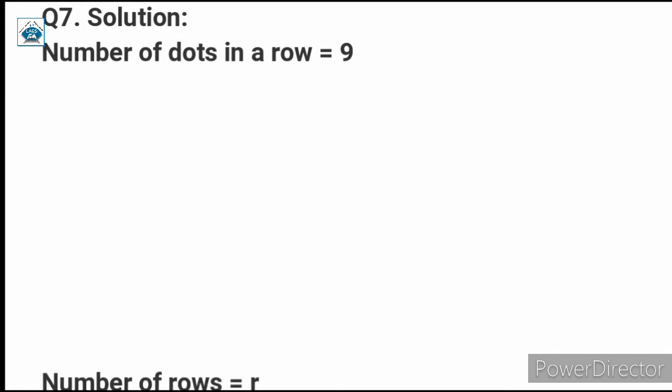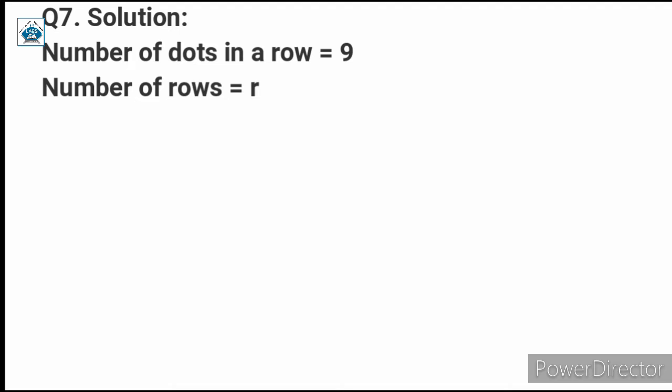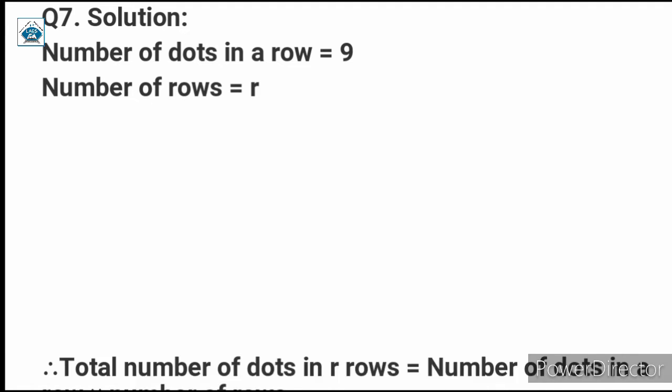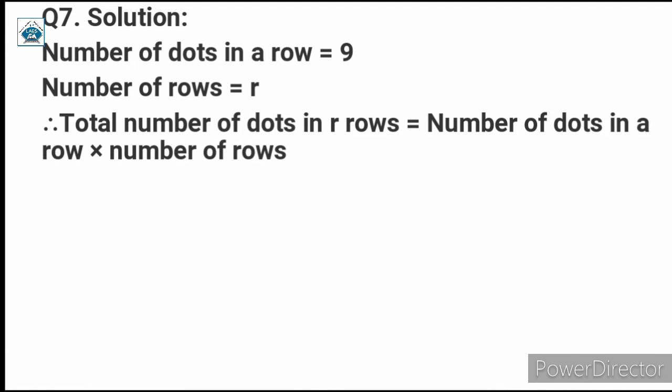Here in the question we are given that number of dots in a row is equal to 9. Number of rows is equal to r. We are asked that how many dots will her rangoli have for r rows. Therefore total number of dots in r rows is equal to number of dots in a row multiplied by number of rows. We have both the data. We will simply multiply these two, which is equal to 9r.